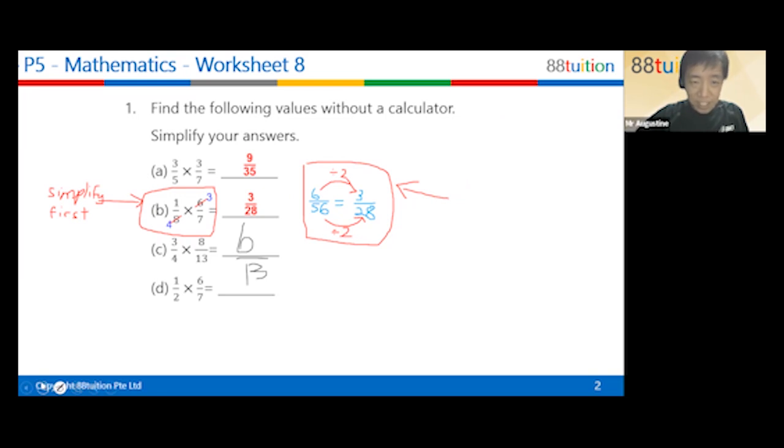Okay, so let's see the next one. If you look at simplifying first, before you multiply, you will get the answer immediately: 6 out of 13, as you can see.